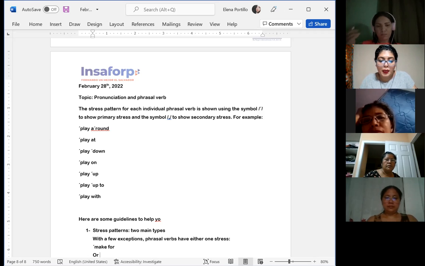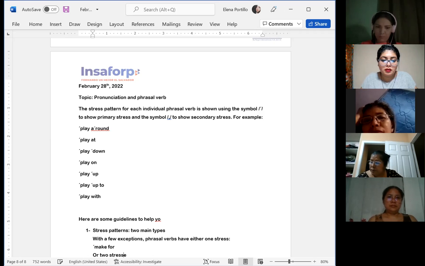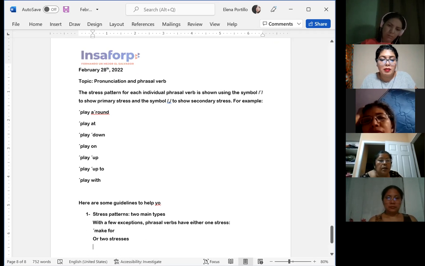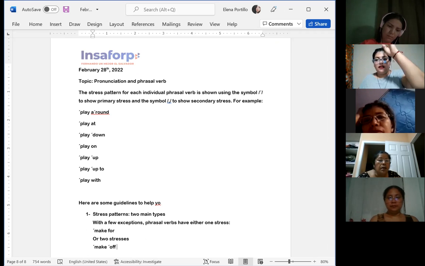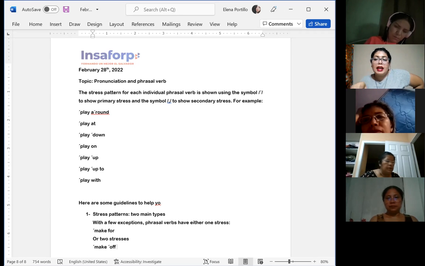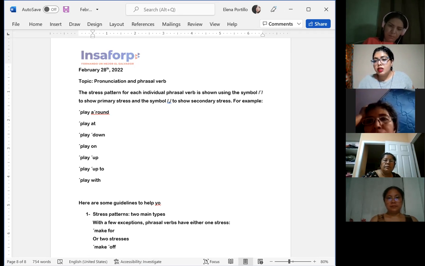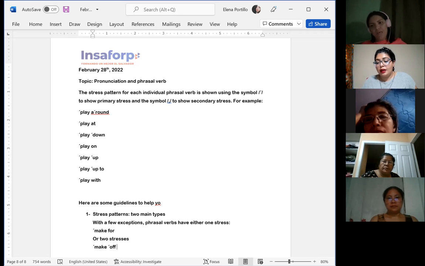We have two types. We have this example, make of. Make of. Again, up and up. Make of. Tenemos dos tipos de estrés en las palabras. Tenemos el primero, que es aquel que solo tiene una parte con estrés, pero tenemos otros phrasal verbs que tienen dos partes con estrés. Entonces, solo se va a pronunciar una de las dos palabras que componen el phrasal verb con la mayor fuerza de voz, y en los otros, las dos tienen una fuerza de voz bastante irregular.